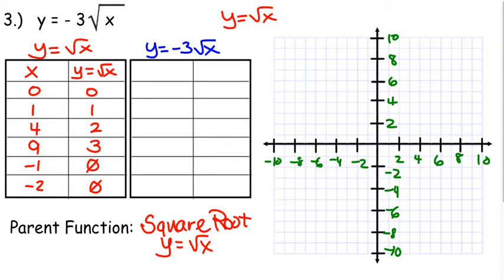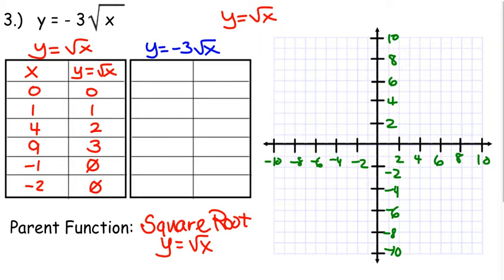All right, I've done a little bit of work for you on this PDF. I've evaluated some ordered pairs. I substitute 0 into the function, I get 0. Substitute 1 into the function, the square root of 1 is 1. Square root of 4 is 2. Square root of 9 is 3. And remember, when you go into the negative values, those don't exist.